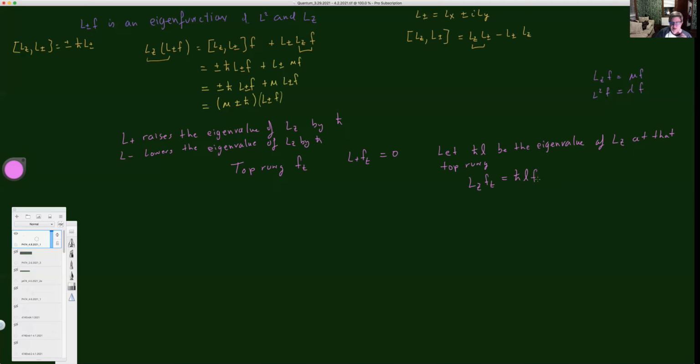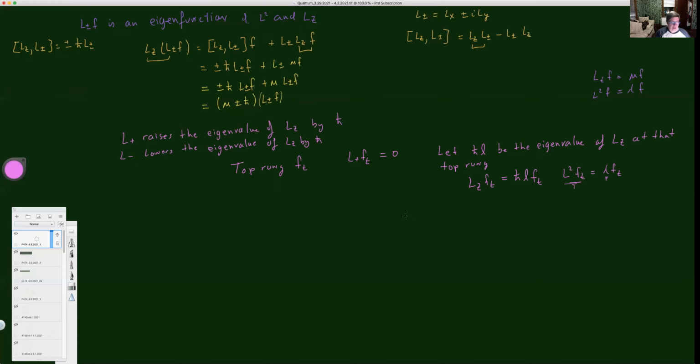Okay. f_t. And of course, f_t is also an eigenfunction of L squared, because every eigenfunction of Lz is also an eigenfunction of L squared. So we have L squared acting on f_t is equal to some lambda that we don't know, times f_t, right? Okay. All right. So we'd like to calculate this. So we'd like to know what this lambda is.